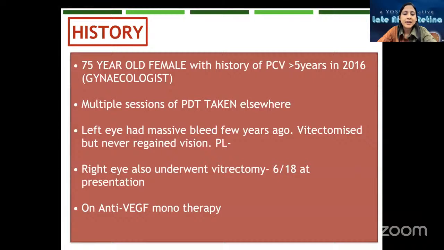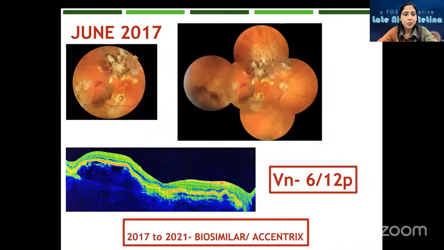Her left eye had bled massively a few years back, for which vitrectomy was done, but she never regained her vision. It was a phthisical eye, and PL was negative. The right eye had also undergone vitrectomy for a massive bleed, and the vision was 6/18 with me. Now she was done with the PDT and she wanted monotherapy. So we started doing monotherapy for her.